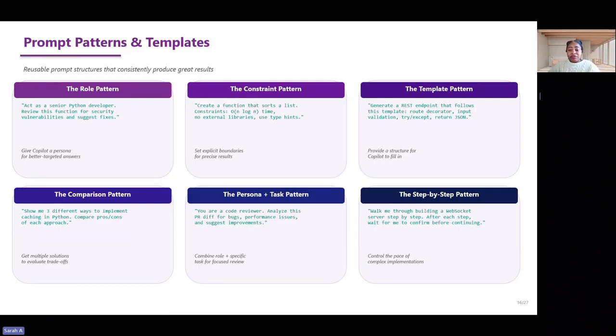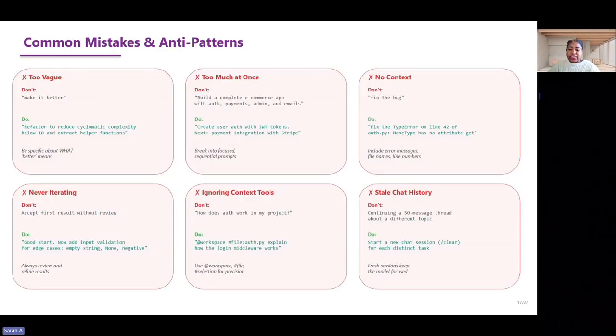Again, remember, this is for people that have not built any single line of code before. So if you don't understand this pattern, how would you know that GitHub Copilot is not just giving you rubbish? Okay, so these are the common mistakes that we've seen people make: too vague, too much at once, no context, never iterating, and stale chat history.